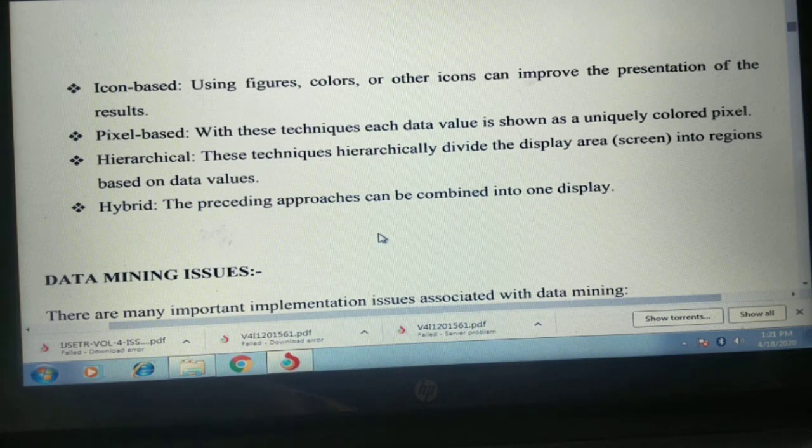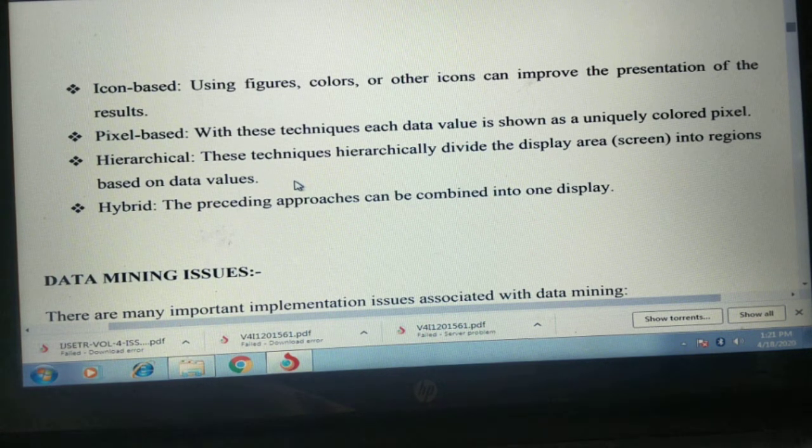The next is the hierarchical technique. This technique divides the display area or screen into regions based on the data values. According to the regions, the information is divided, and that is also based on the data values. Last one is the hybrid technique. This technique combines more than one technique into one display.